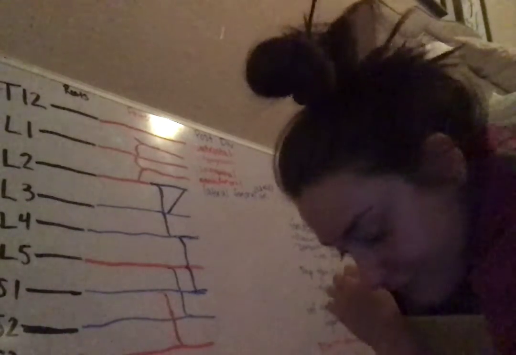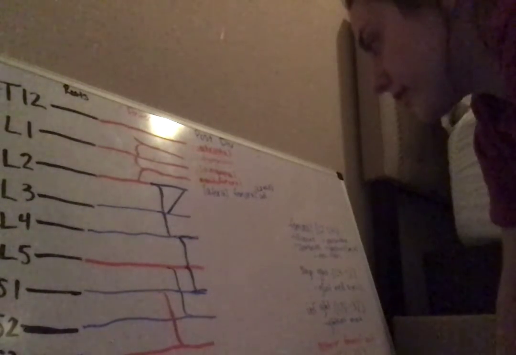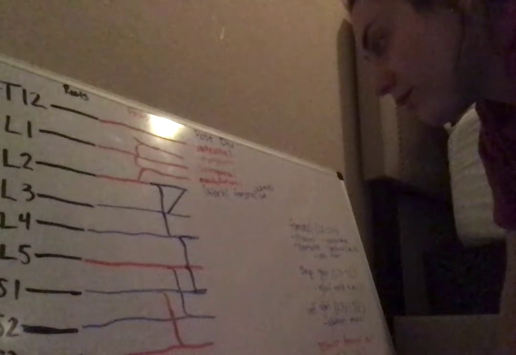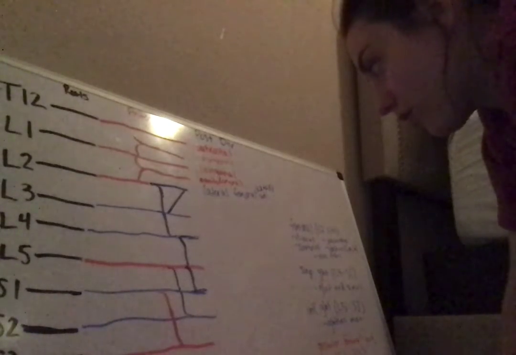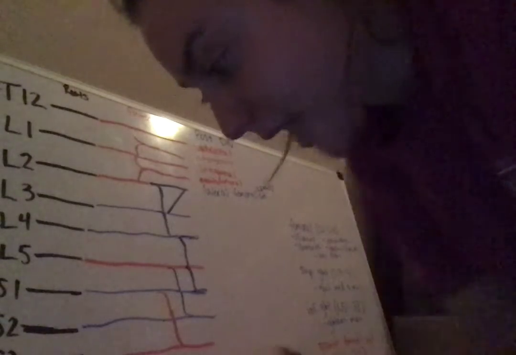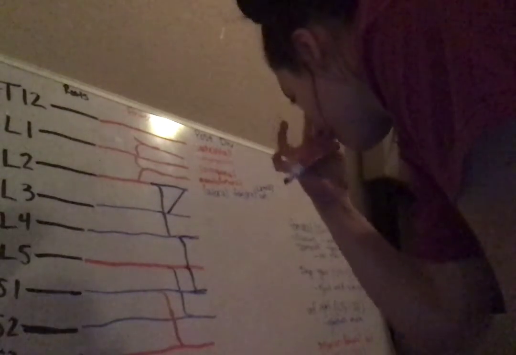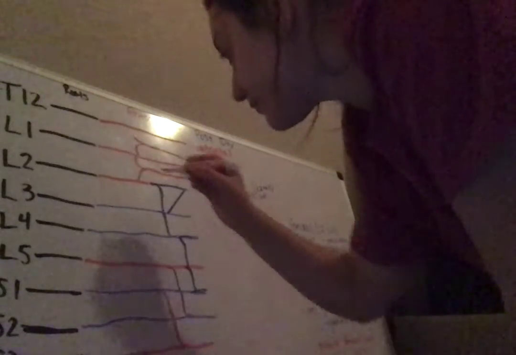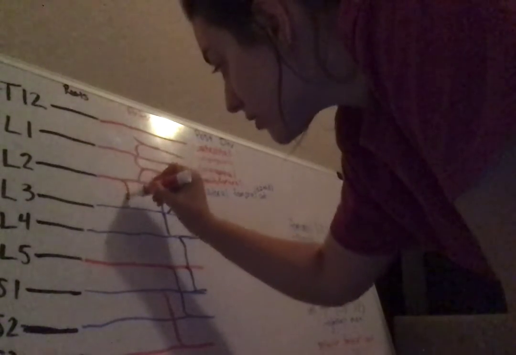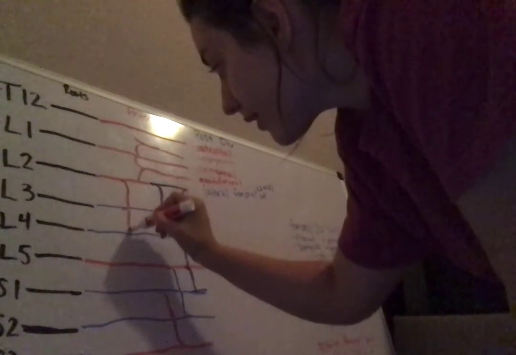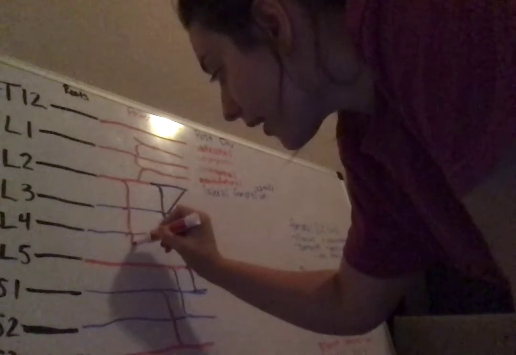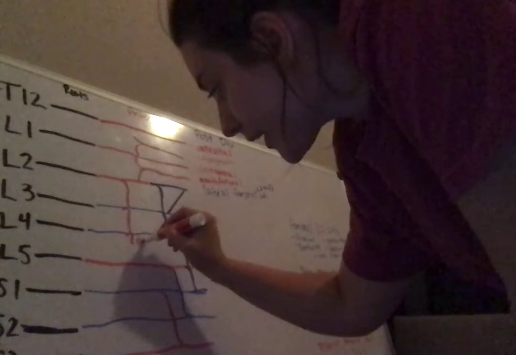All right. Let's see here. What do I want to do now? All right. I think I'll start going through back at the top again. So we know that L2 through L4 also makes up the obturator. So we've got L2, L3, and L4. All right. That's the obturator.